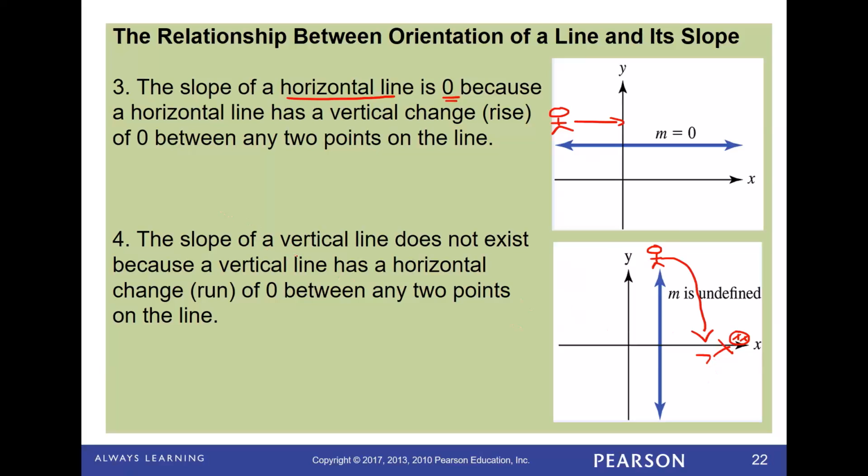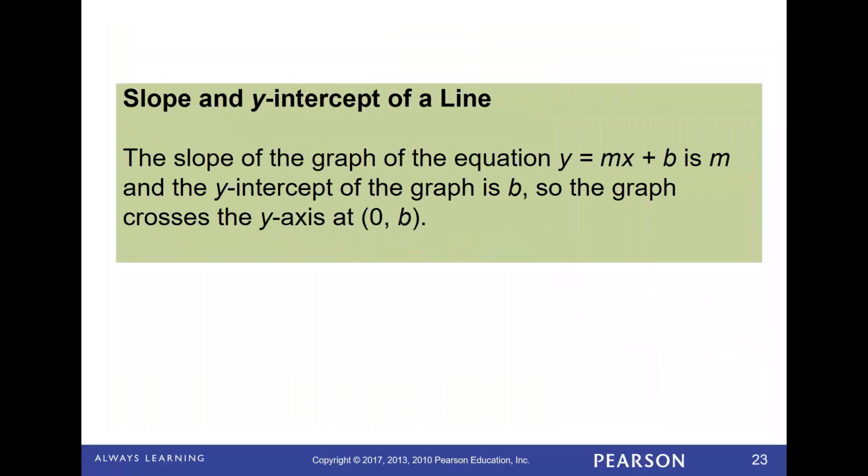So a vertical line has a slope of undefined. Okay, it actually does not exist. We say it's undefined because when you fall off of it, you die. You're undefined. You're dead. Okay, so keep that in mind.